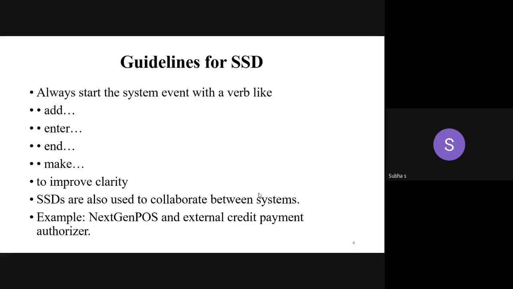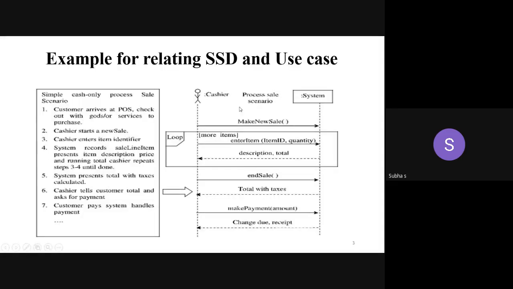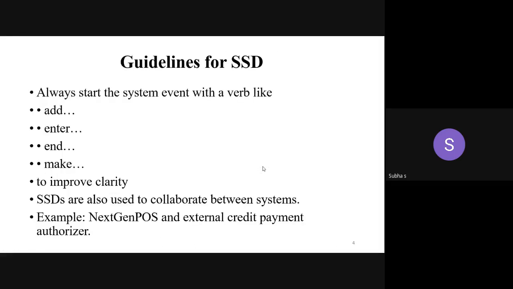Now we'll see some more guidelines. What are the uses of SSD? What are the other benefits of using SSD, etc. So these are the guidelines for SSD. Always you have to start with the system event. This is called an event. Make new sale is an event. Then enter item is an event. An event occurs between the cashier and the system. So you have to start the system event with a meaningful verb like add, enter, end, make, like make entry, end sale, or end payment.